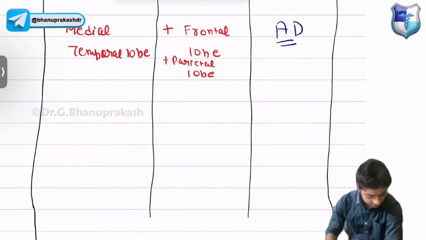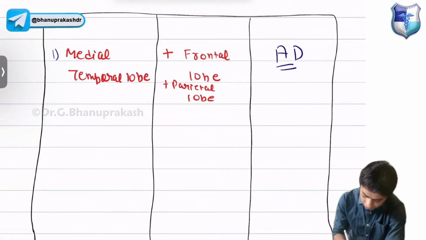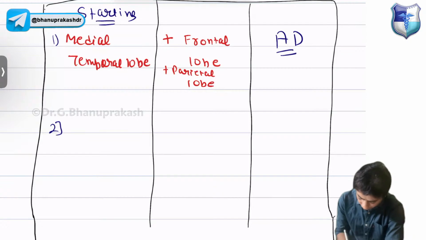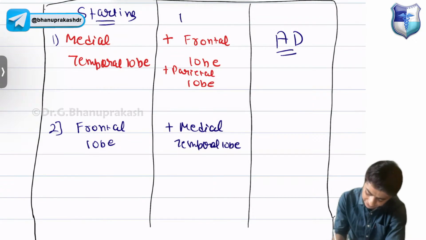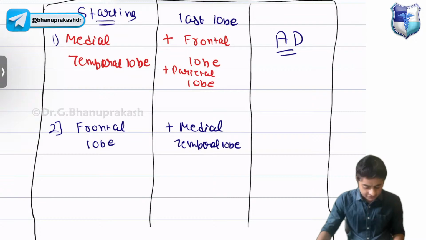Okay, Arvind, good. See our other patient. This is a starting lobe. This is another patient in which first the frontal lobe and now the medial temporal lobe are involved. Tell me the disease. First is your frontal lobe. Now is your medial temporal lobe. What is the disease?